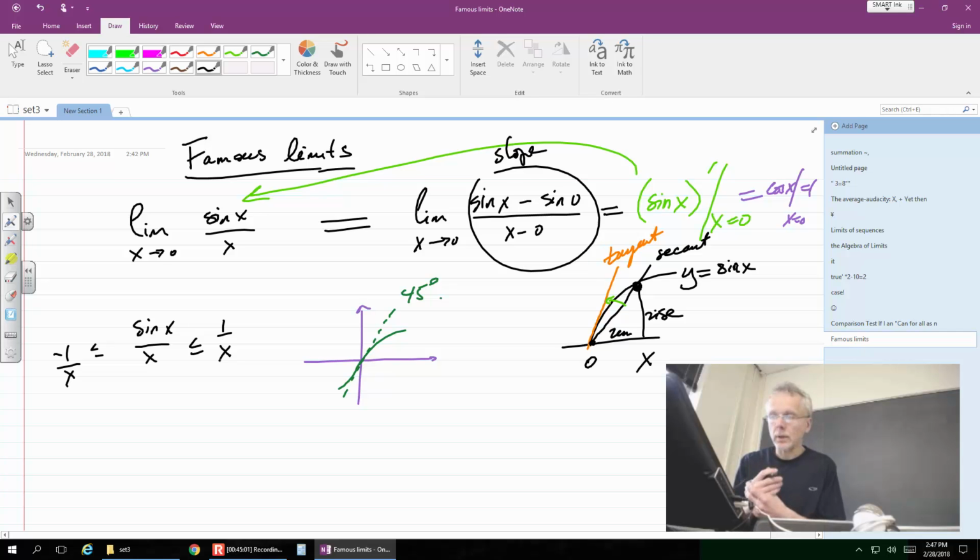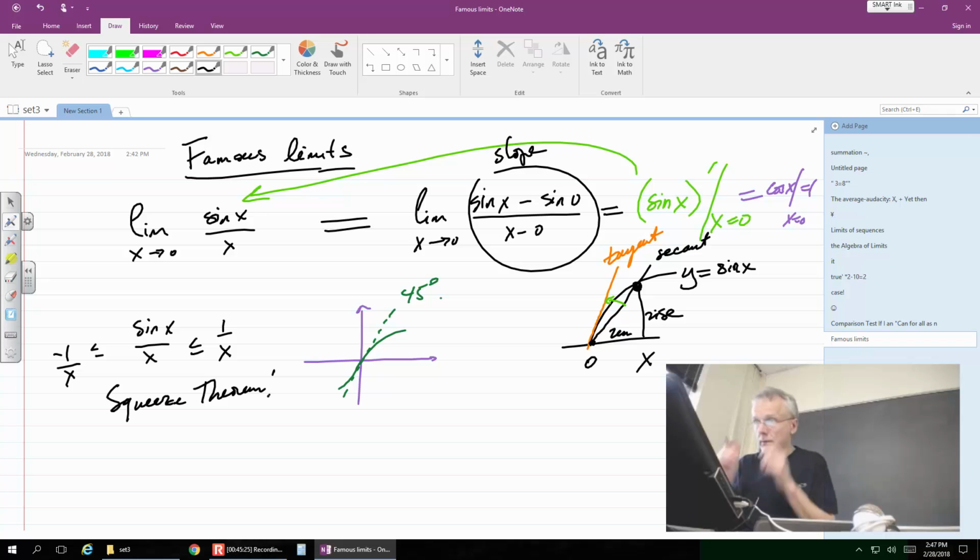Sine lies between -1 and 1, so in other words, we use the squeeze theorem. And that proves that the result is equal to 1. That doesn't work. Hold on a second. No, I'll have to take that back.